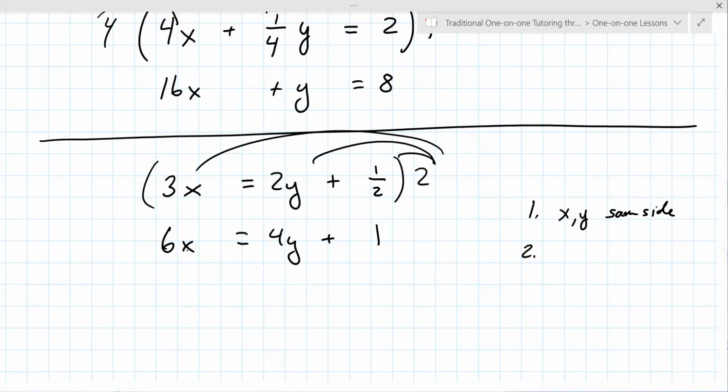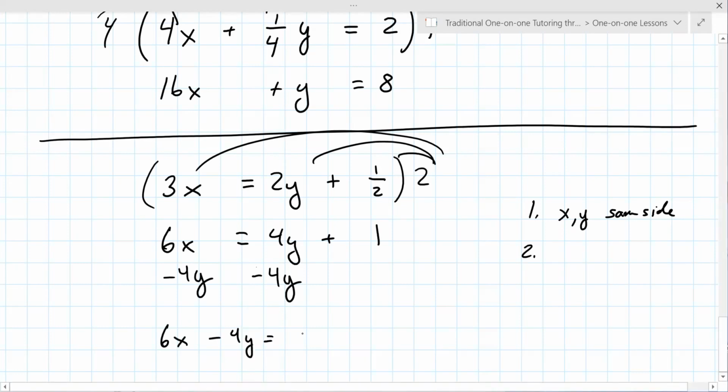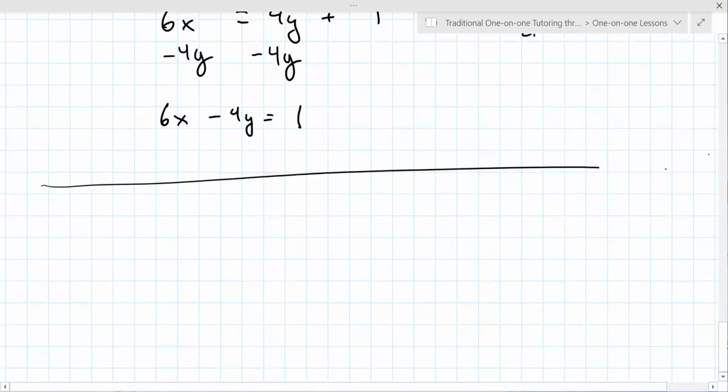So how do you get x and y on the same side? You have to subtract 4y from both sides. So it's 6x minus 4y equals 1. Yes. Okay. Let's try this again. 3x equals negative 4y plus 10. Is this in standard form?